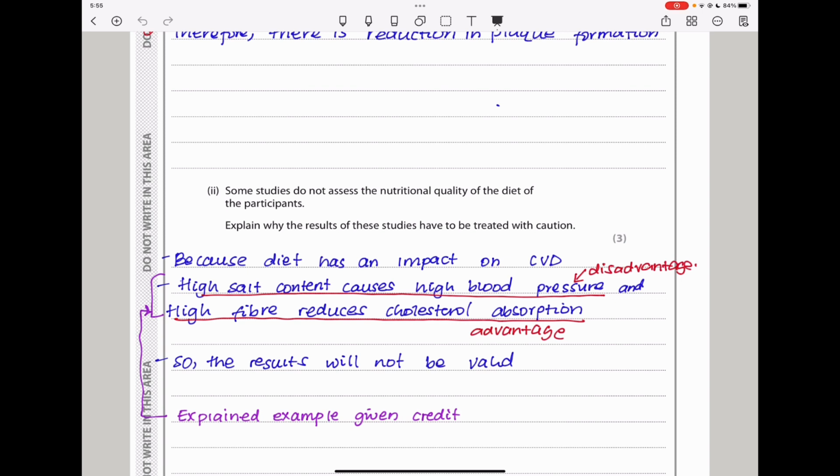Here they say some studies do not assess the nutritional quality of the diet of the participants. Explain why the results of these studies have to be treated with caution. Here I said because diet has an impact on CVD. Remember, salt content. If somebody eats a lot of salt but that was not taken into consideration, they could have that risk factor, but it could be ignored, and they end up having cardiovascular disease due to intake of a lot of salt or as well as cholesterol. So here I said, high salt content causes high blood pressure and high fiber reduces cholesterol absorption. So the results will not be valid if these diet conditions were not put into consideration.